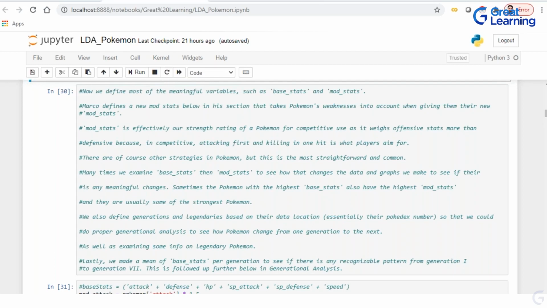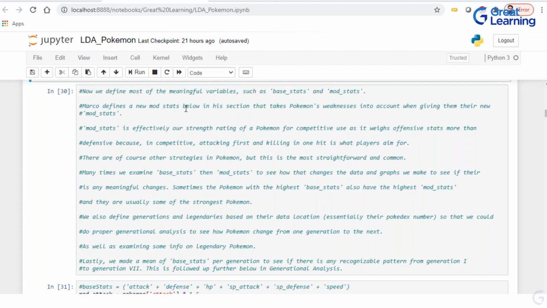Now, as you see in front of you, you can make out that we defined meaningful variables like the base stats and the mod stats. These are not something which are common to come up with. So when we are unable to classify a particular data, or we are unable to, let's say, analyze the data better, we kind of start to club the variables. We start to create our own variable. We start to attack the problem from a different perspective.